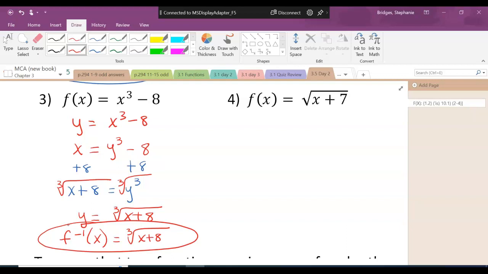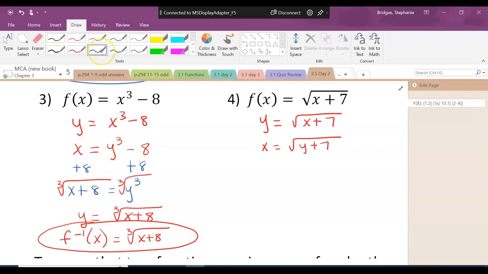Maybe refresh it should be. All right, we're going to replace f of x with y. Then we are going to switch the x and the y. Now, let me ask you this. In order to be able to solve this for y, do I subtract the 7 first? No, what do I need to get rid of?